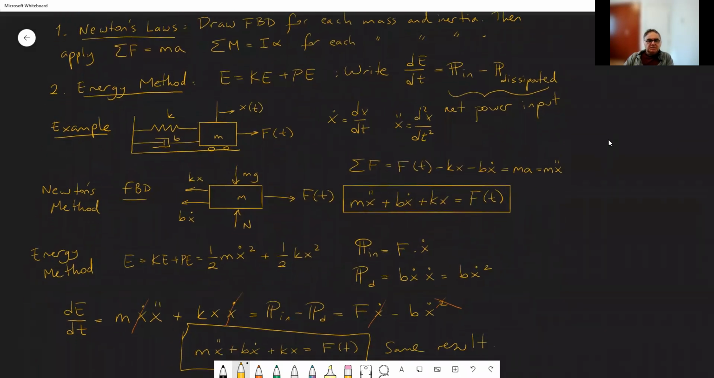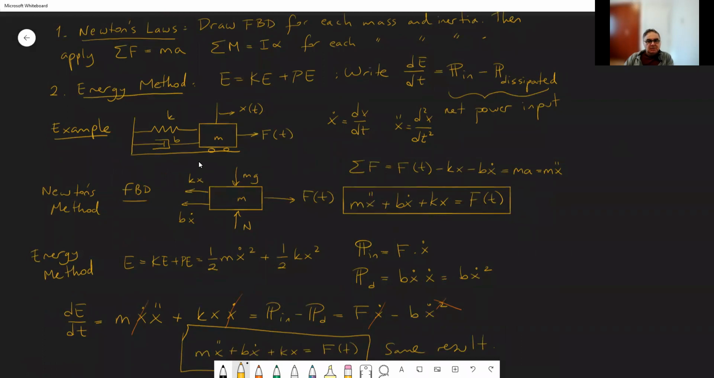And I gave you an example last time, a mass spring damper system with a forcing on it. So the summation of all forces on the mass, we draw the free body diagram, is equal to, there is the force, there is the spring force, there is the damping force. The forces in the y direction don't matter. We are looking at the x motions. So they are equal to mass times acceleration, which is m x double dot. So if you rearrange, you get m x double dot plus b x dot plus k x equals f of t.